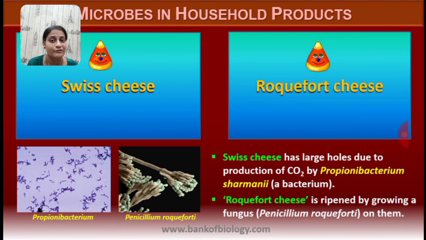The second type of cheese is the Roquefort cheese, which is ripened by growing a fungus. Okay, the Roquefort cheeses are ripened by growing a specific fungus, which is Penicillium roqueforti, right? So Penicillium roqueforti को इसके ऊपर ग्रो करना पड़ता है, और इसके बाद क्या होगा, ये रॉकफोर्ट चीज़ हमें मिलेगा, ripen होगा, right? And because of this growth of Penicillium roqueforti on this cheese, the particular flavor is obtained. Clear?